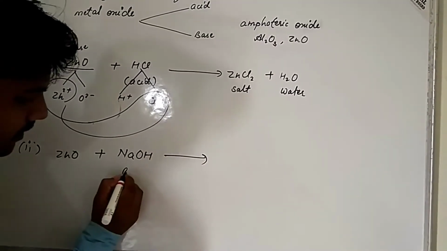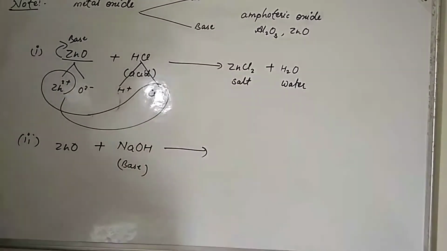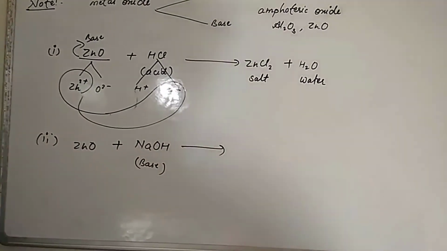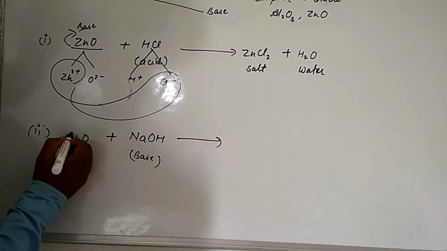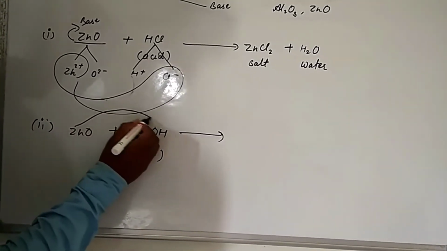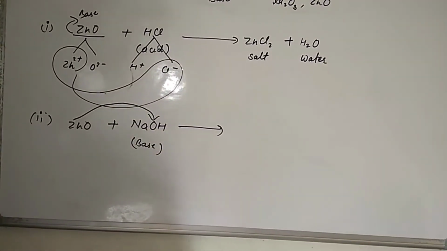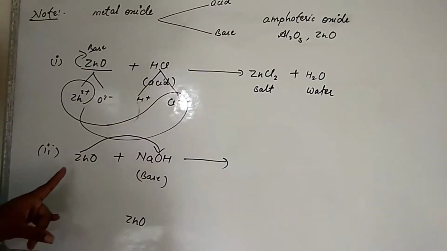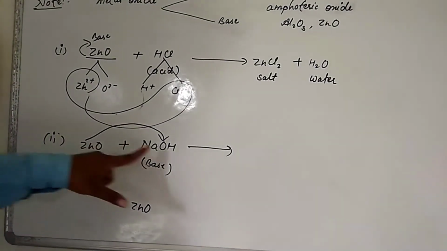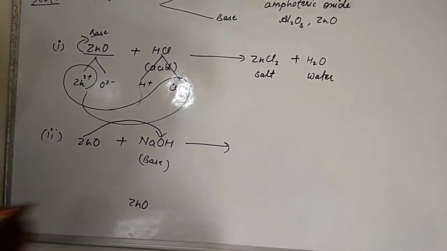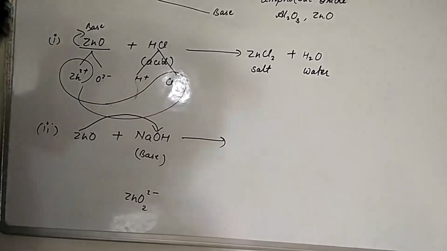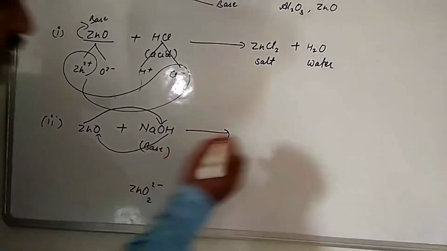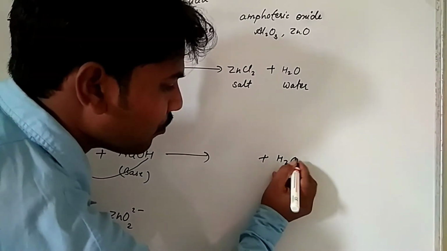base. This is base, children, because it contains hydroxyl ion minus. So what is the product formed, children? First, this zinc combines with this oxygen and forms the radical zincate. Clear, children? And now this hydrogen combines with this oxygen and the product formed will be water.